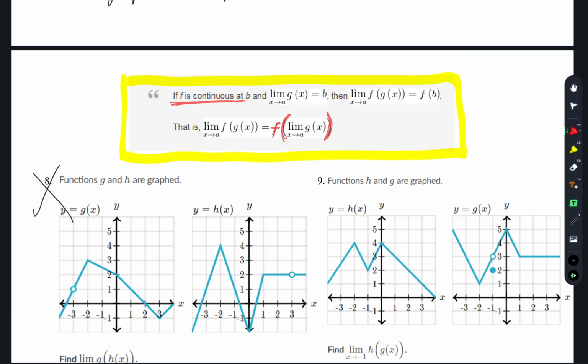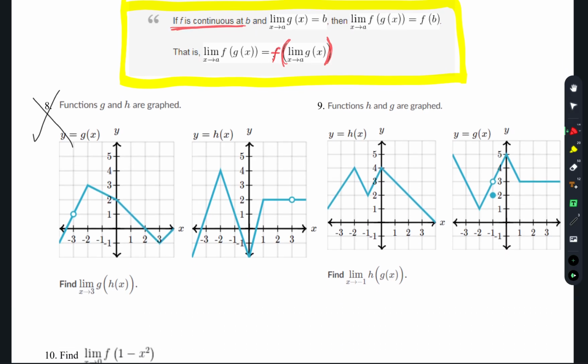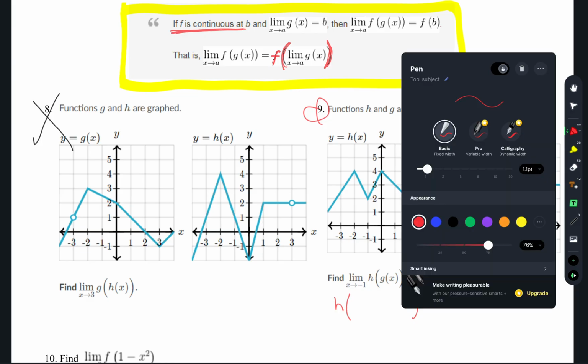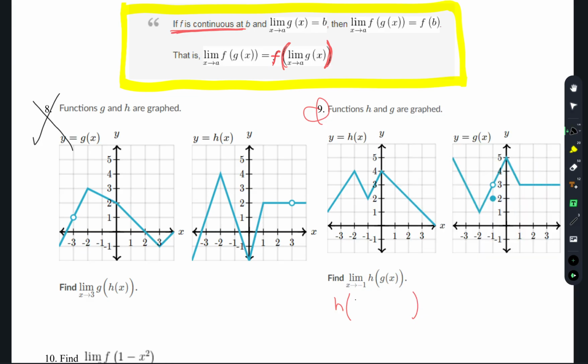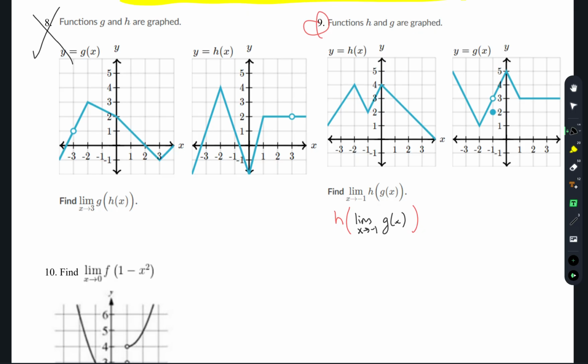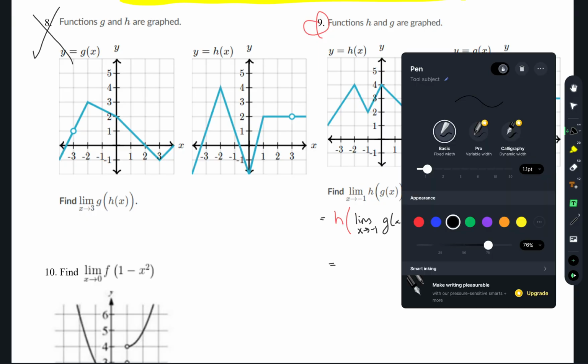Okay. So for number 9, we're skipping to this here. If you're finding this limit, you're taking h and then figuring out the limit as x approaches -1 of g. So you're not doing 2 limits. You're only doing the one. Okay. So in order for this to work, you're going to take the limit as x approaches -1 of g.